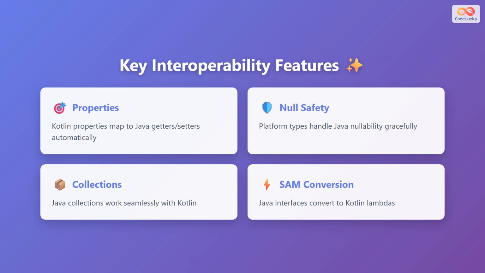Third, Java collections work seamlessly with Kotlin. You can pass Java lists, maps, and sets to Kotlin functions and vice versa. Finally, SAM conversion allows Java functional interfaces with a single abstract method to be treated as Kotlin lambdas, making Java APIs that use callbacks much more convenient to use from Kotlin.